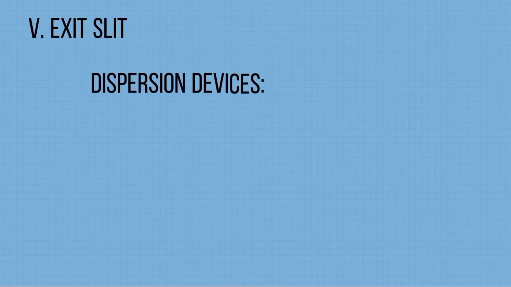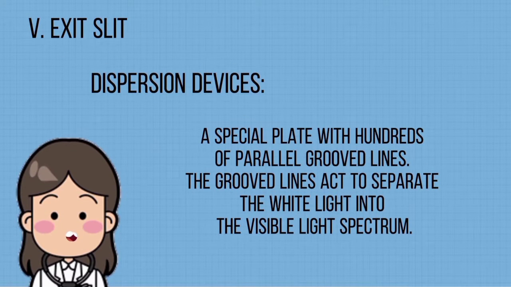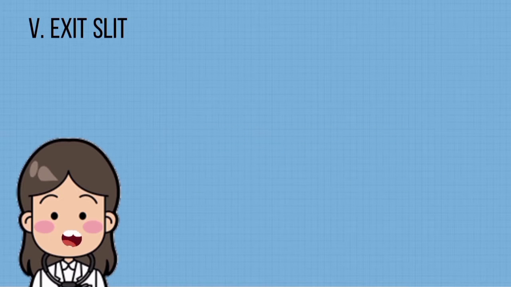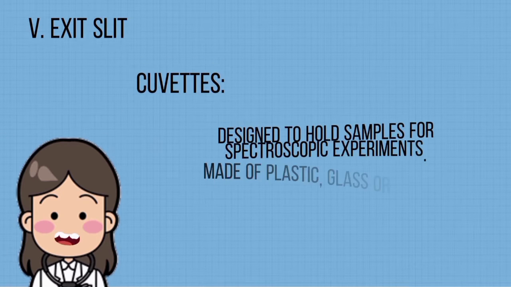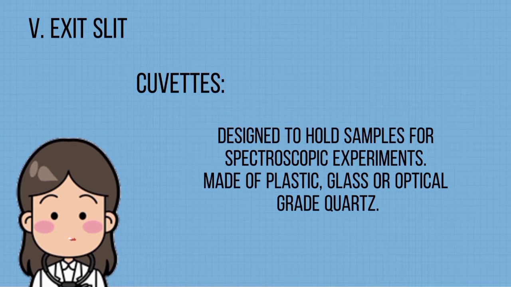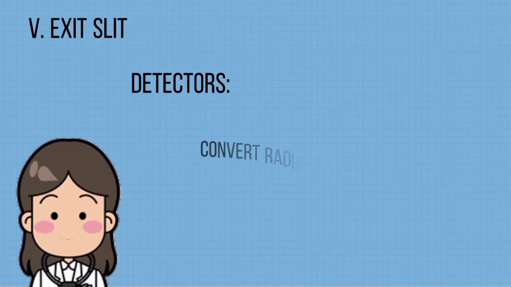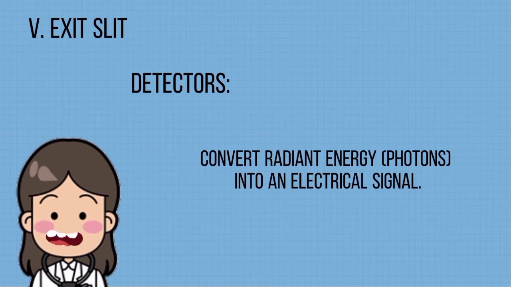Dispersion devices. A special plate with hundreds of parallel grooved lines. The grooved lines act to separate the white light into the visible light spectrum. Focusing devices. Combinations of lenses, slits, and mirrors. Cuvettes. Designed to hold samples for spectroscopic experiments. Detectors. Convert photons into an electrical signal.